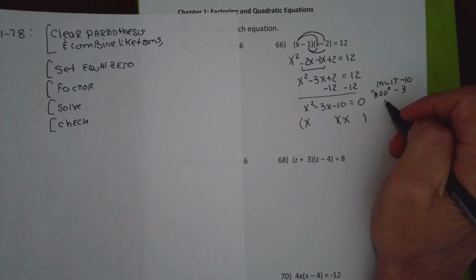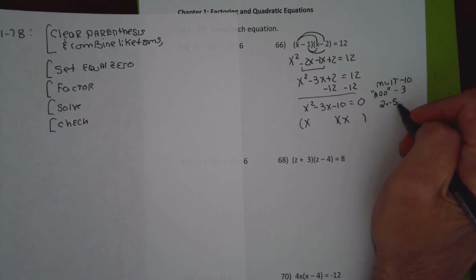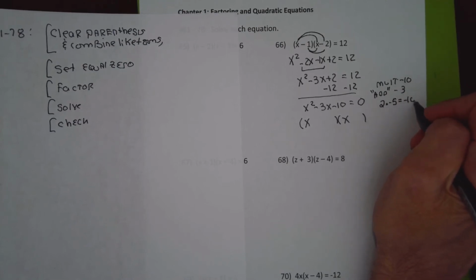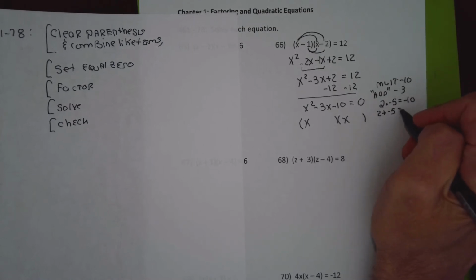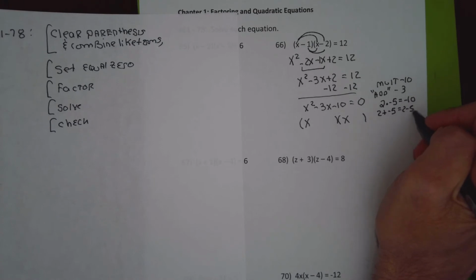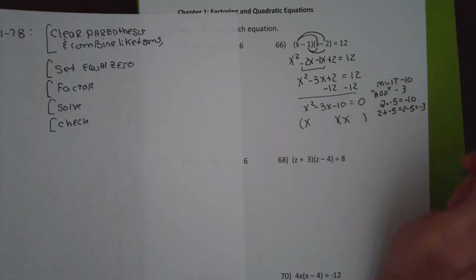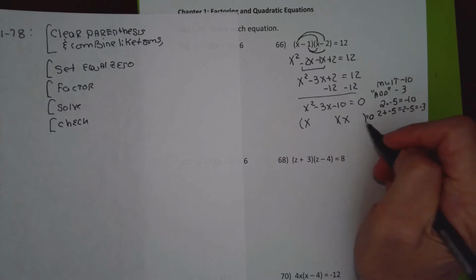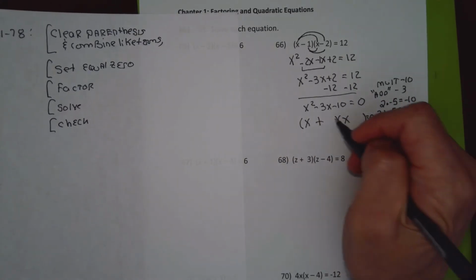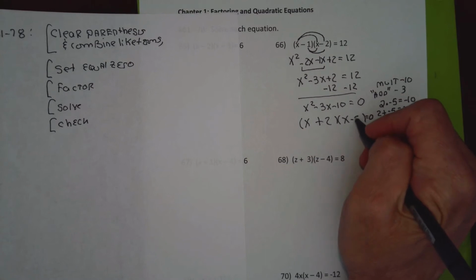Big number is minus, small number is plus. It's going to be 2 and negative 5 because 2 times negative 5 is negative 10, and 2 plus negative 5 is the same as 2 minus 5, which is negative 3. So one of my parentheses to the left of the equal 0 is going to have a plus 2. The other is going to have a minus 5.